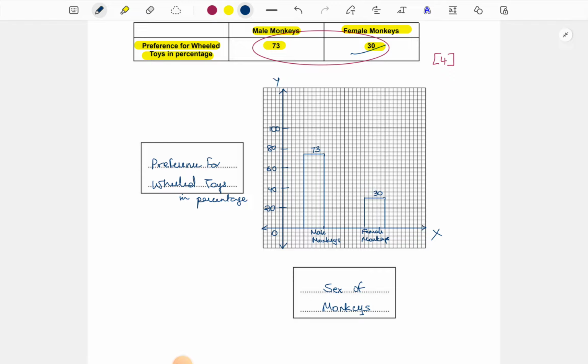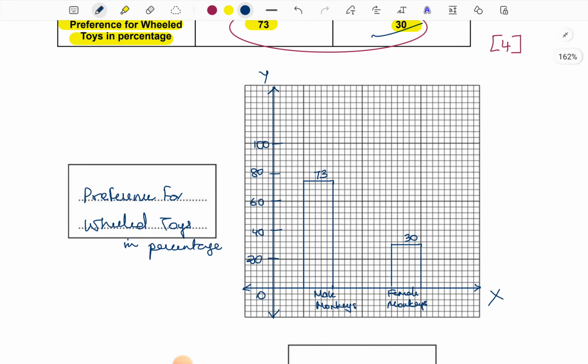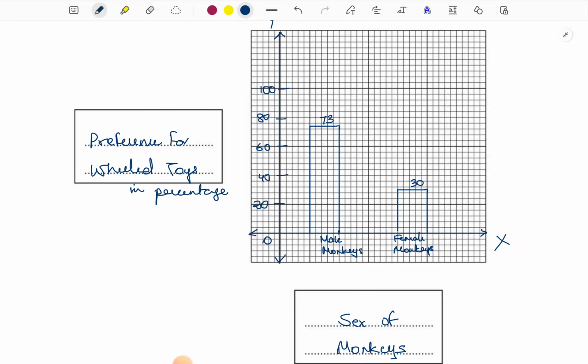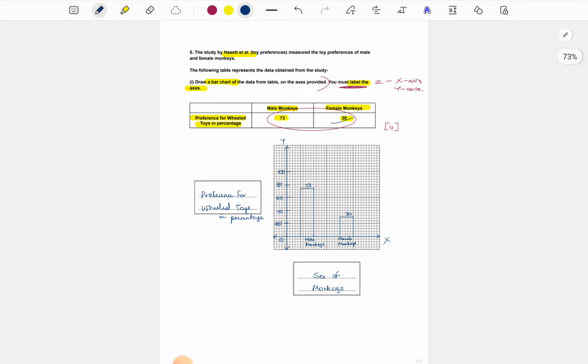So that's it for this lesson. I don't have anything much to say about bar graphs. I've demonstrated the whole drawing process to you, so I hope you got all the tips on how to construct the bar graph. That's it for the Hassett et al. study. Of course, so many questions are possible, but I hope these give you an idea of how you should answer various types of questions.